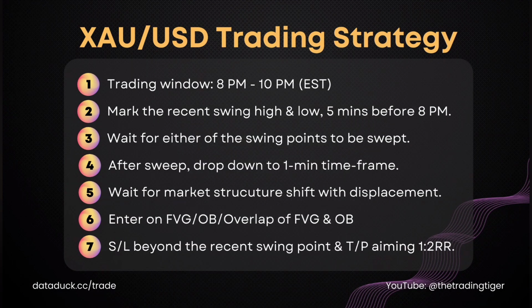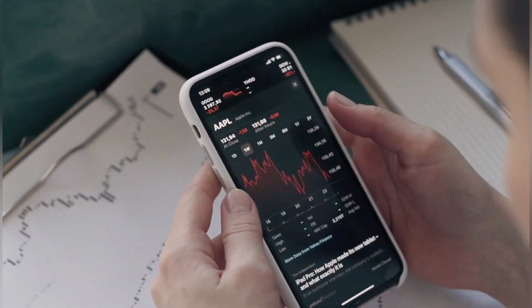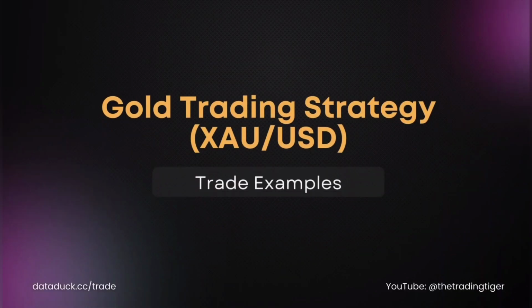Once 10 p.m. hits and you don't have any setup, then we will stop trading, close our chart, and come back the next day. Make sure to follow these rules strictly and you will start seeing consistent results. Now let's have a look at a couple of examples so you can further understand the strategy.